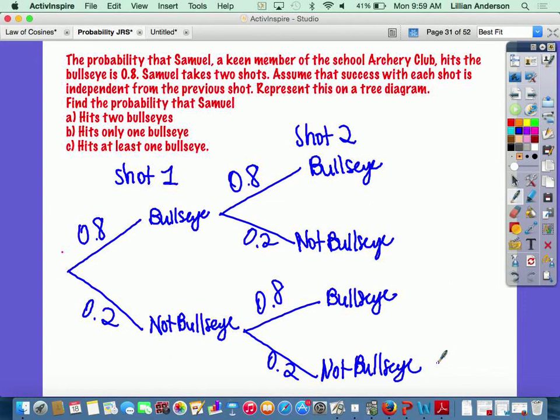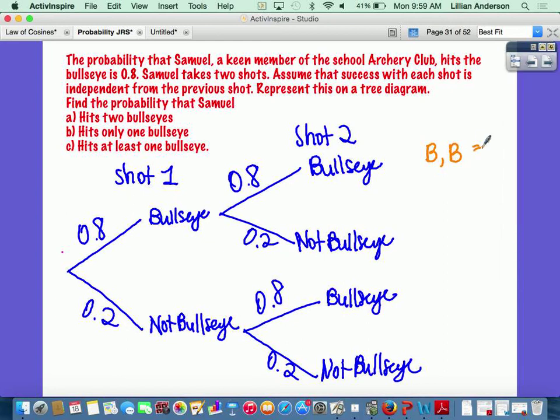One thing that I like to do when I have a tree diagram, you don't necessarily have to do it, however it makes it a lot easier when it comes to answering questions, especially if you have an A, B, C, D, E option, is find out what your possible outcomes are. And I like to put those off to the side. So he takes 2 shots. He can hit a bullseye both times.